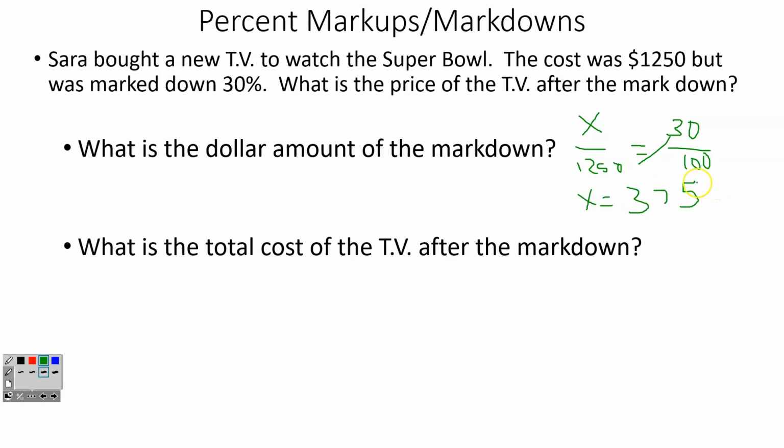Now this is not the cost of the TV, this is just how much is being marked down. To find the total cost, I have to do $1,250, and a discount means we're going to pay less, so we're going to subtract the $375. When I do that, I get an answer of $875. So that's the new cost of the TV after the markdown.